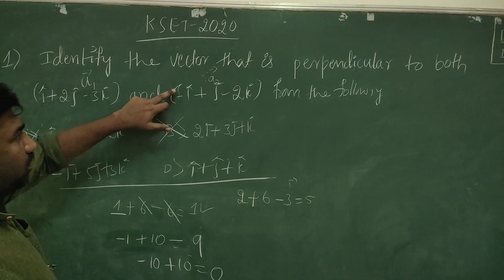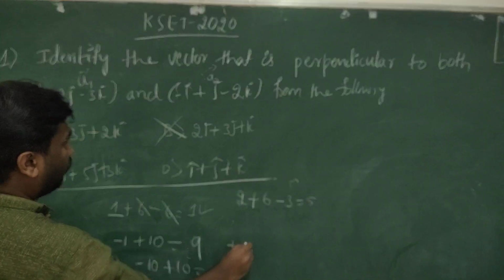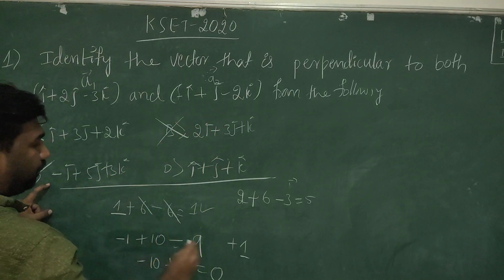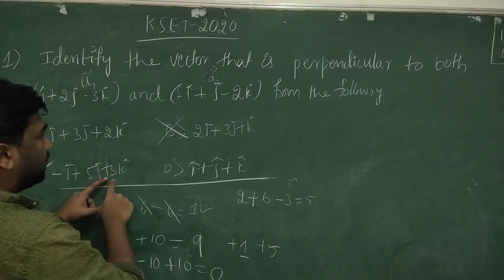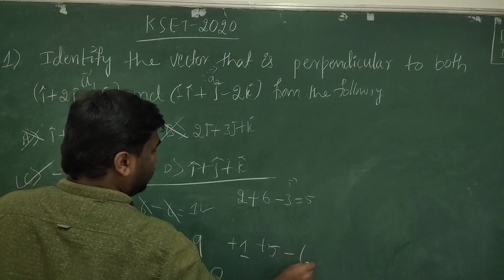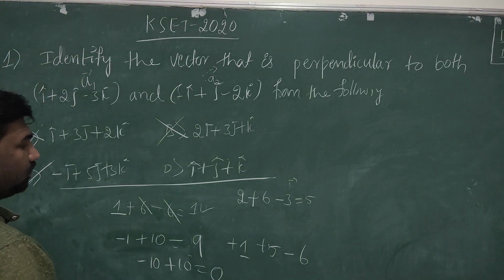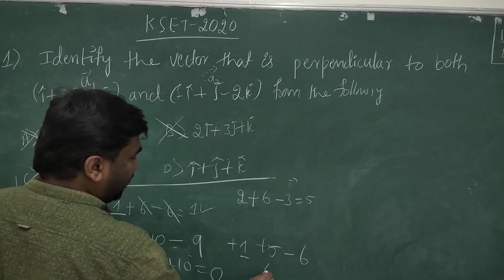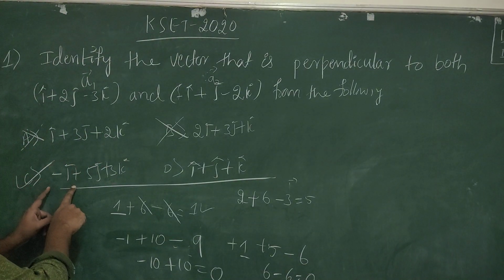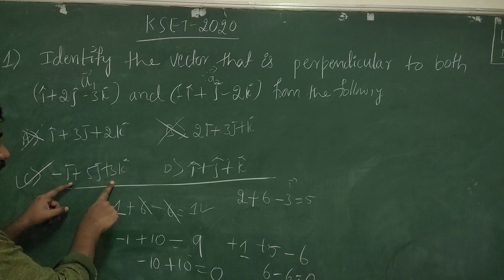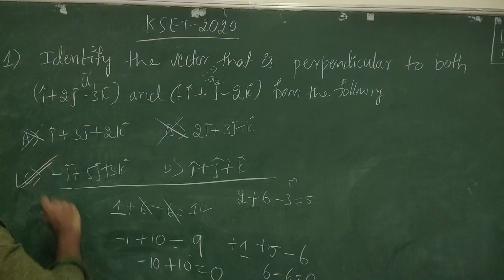Let's go to the A2 vector. So minus into minus plus 1, 1 into 5 plus 5, and 3 2s are 6. So minus 6 plus 1, plus 5, 6. 6 minus 6 is equal to 0. So therefore this option C is perpendicular to both this vector and this vector. So option C is correct.